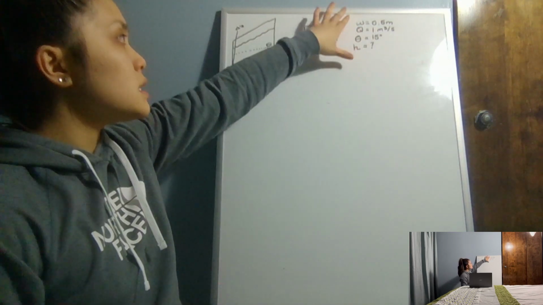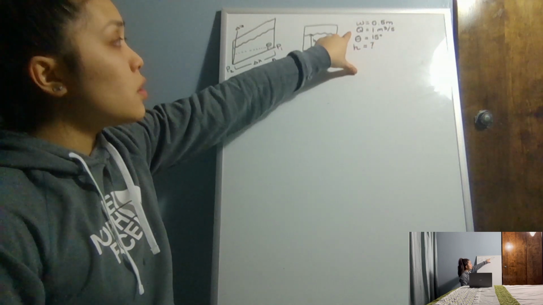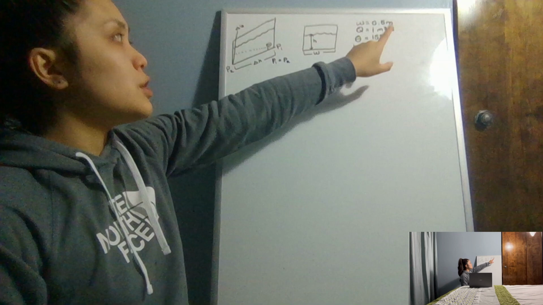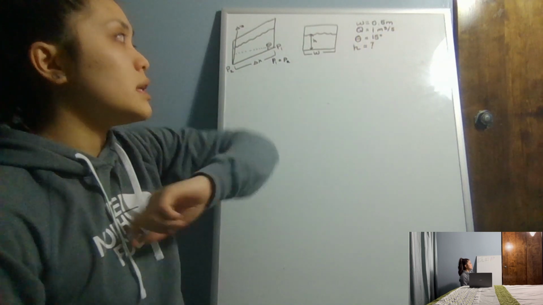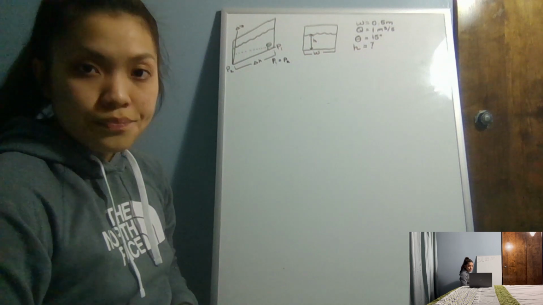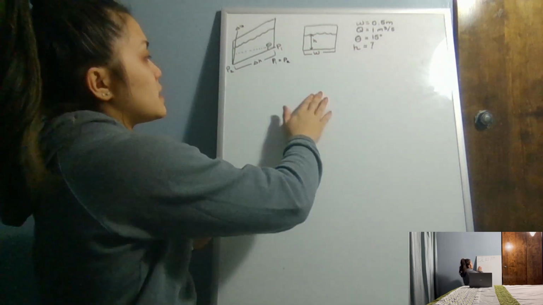We're given the width is 0.5 meters, the flow rate is 1 meter cubed per second, and the angle is a 15-degree incline. What we're looking for is the height.